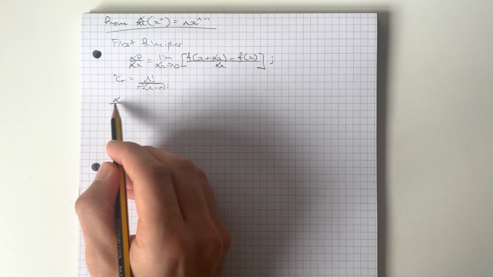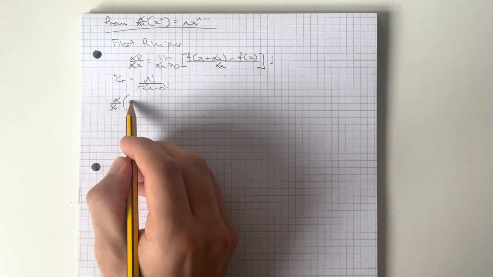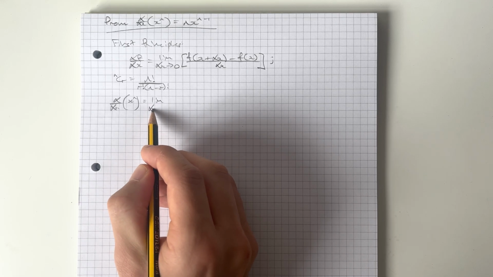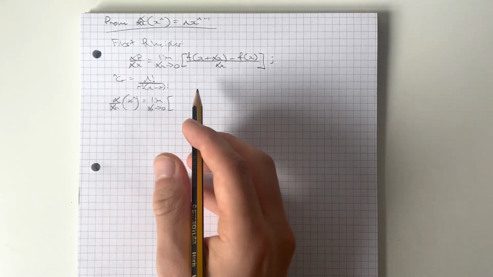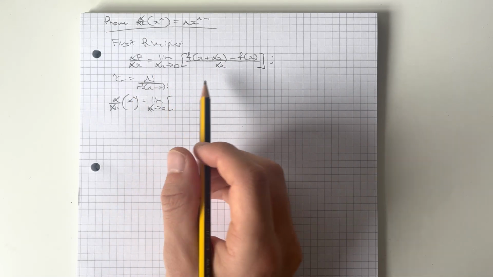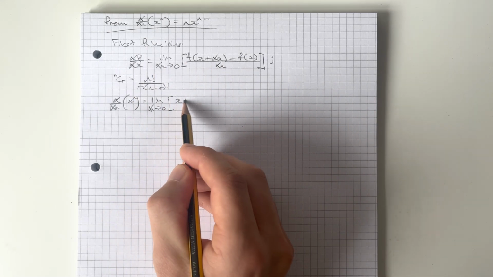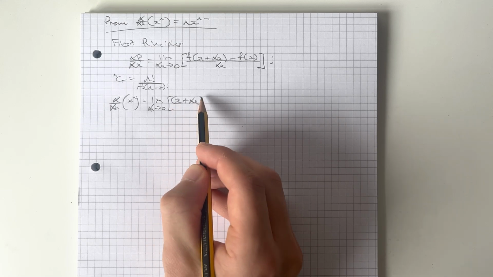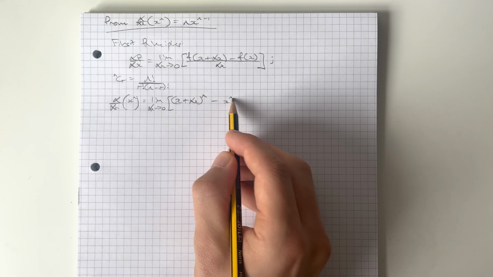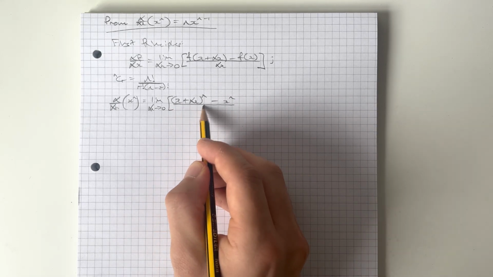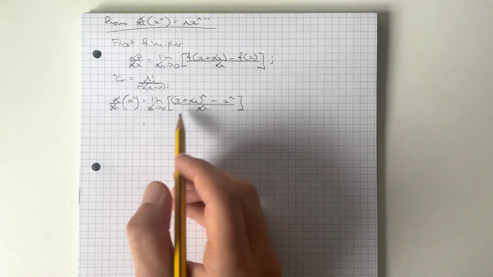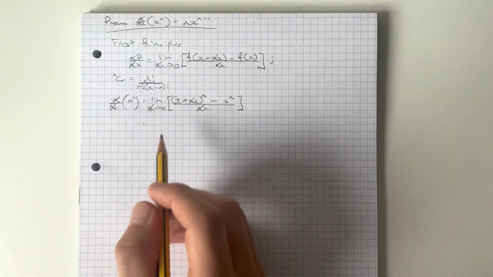So d dx of x to the n is equal to the limit as dx tends to 0 of this big function here. So our function was x to the n, but we're now evaluating at x plus dx, so it's x plus dx to the power of n. And we take away then the original function, x to the n, and divide that whole thing by dx. Beautiful. First step then, we're going to expand this using the binomial expansion formula.